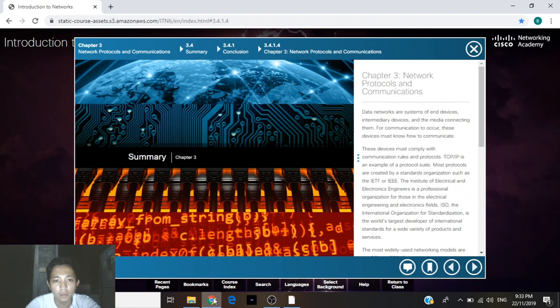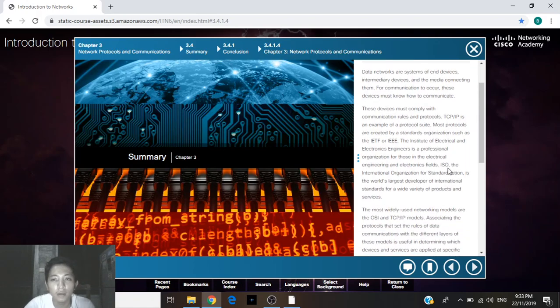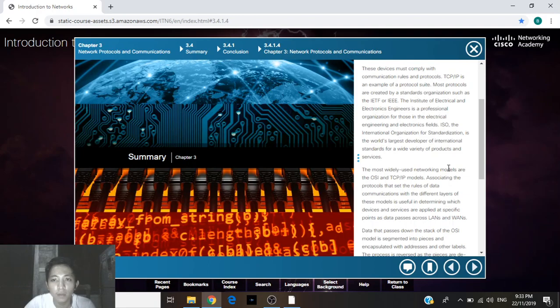So, we are going to the summary of NetHackad for Chapter 3, which is Network Protocols and Communication. Here you have that data networks are a system of end devices, intermediary devices, and the media connecting them. For communication to occur, these devices must know how to communicate, so they must comply with the communication rules and protocols. TCP/IP is an example of a protocol suite. Most protocols are created by standards organizations such as the IETF or IEEE. The Institute of Electrical and Electronics Engineers is a professional organization for those in electrical engineering and electronics fields.